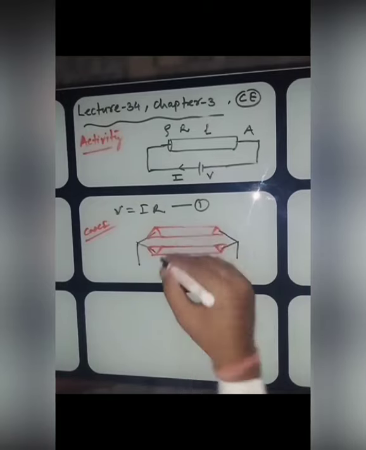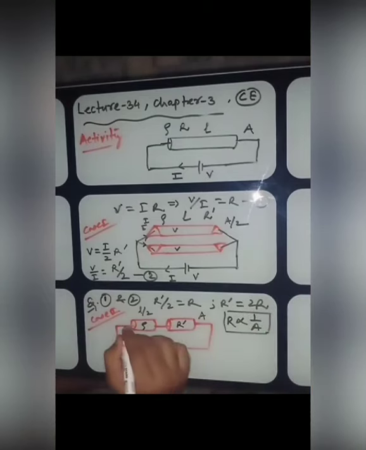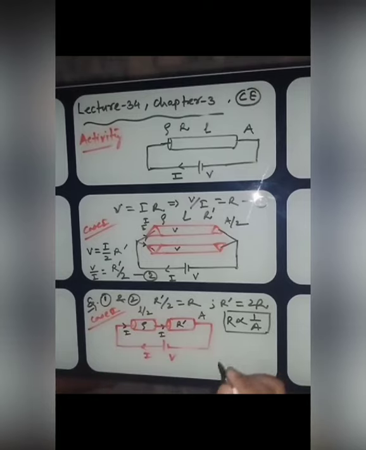So the length will be L by 2. Is the cross-sectional area going to change? The answer is no, it will not change. Now the resistance we don't know, suppose R dash. The resistivity will be the same because it does not depend upon the dimension, my dear student. Now the current I moving, both are in series, so the current remains the same. There will be no change in current, and both sections will get the current I.